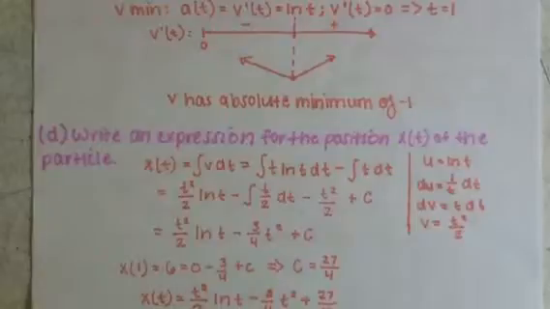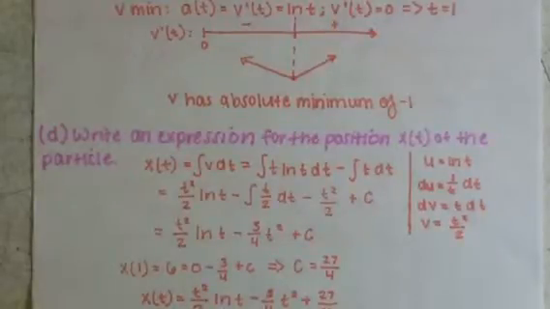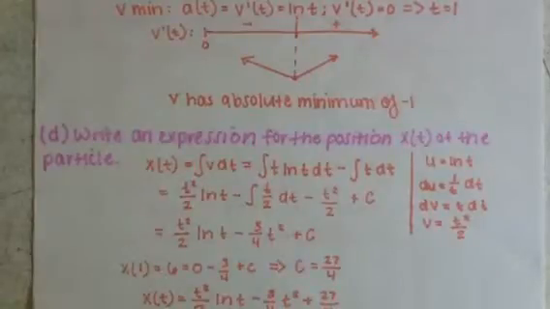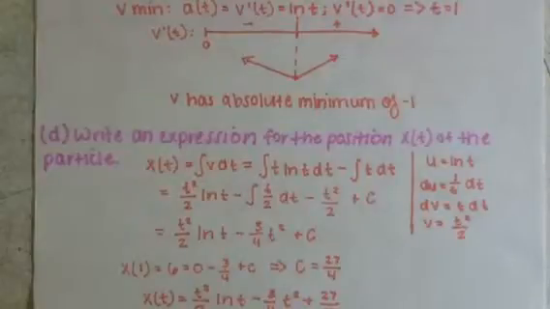D says, write an expression for the position x of t of the particle. So if you're writing an expression for the position, you just need to take the integral of the velocity. And so we split it up into two. So the integral of t ln of t dt minus the integral of t dt.